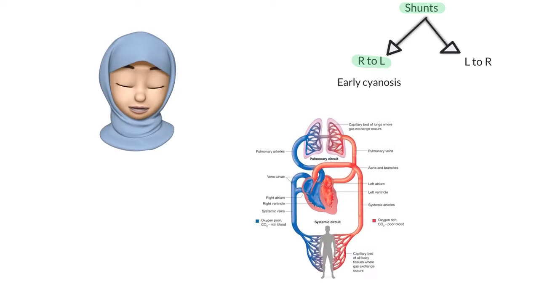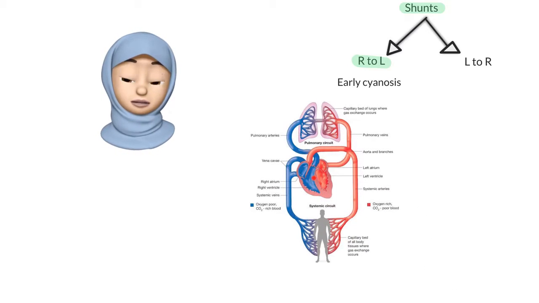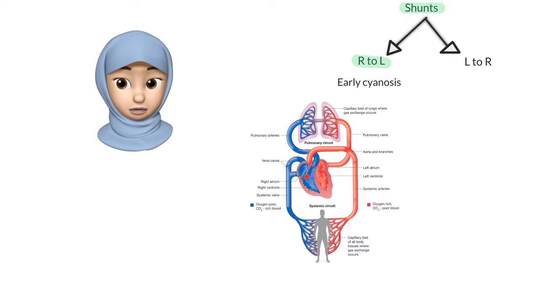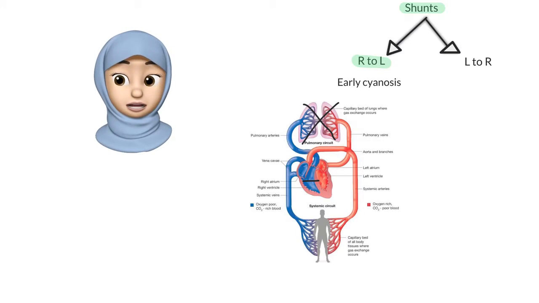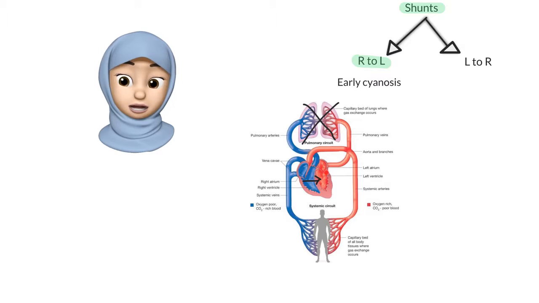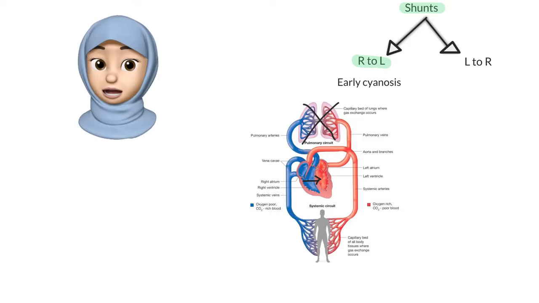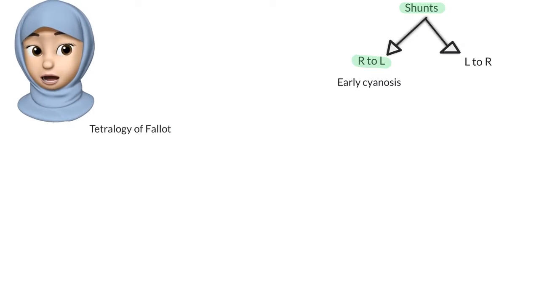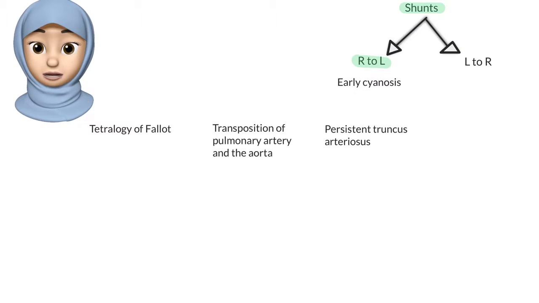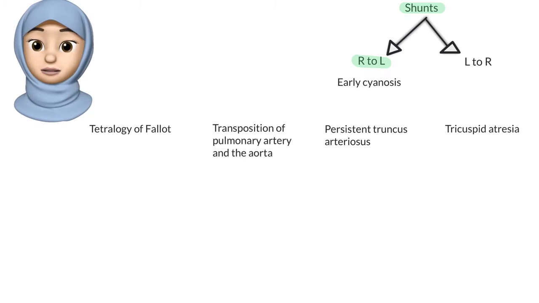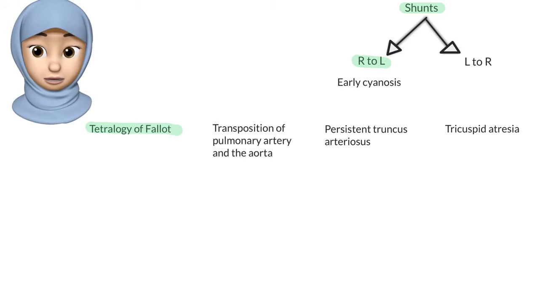In right to left shunts, the abnormal communication allows deoxygenated blood in the right side of the heart to bypass the pulmonary circulation. Therefore, it doesn't get oxygenated. This deoxygenated blood enters the left side of the heart and is pumped to the systemic circulation, causing cyanosis. Right to left shunts include tetralogy of Fallot, transposition of the pulmonary artery and aorta, persistent truncus arteriosus, and tricuspid atresia. Let's first look at tetralogy of Fallot.